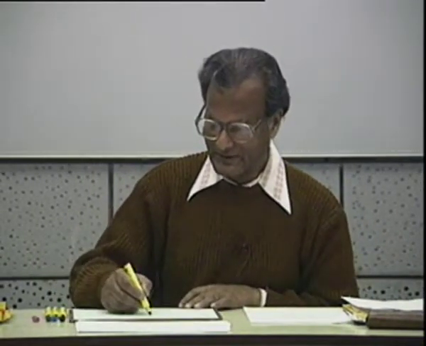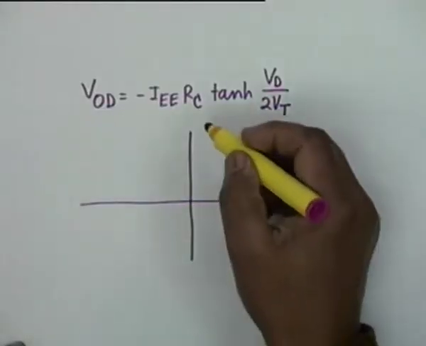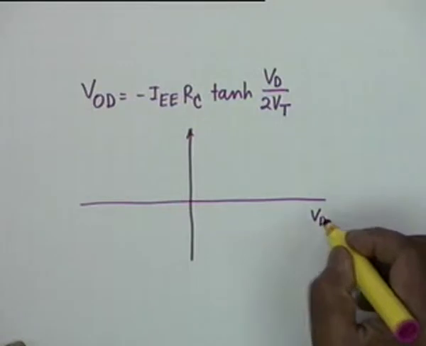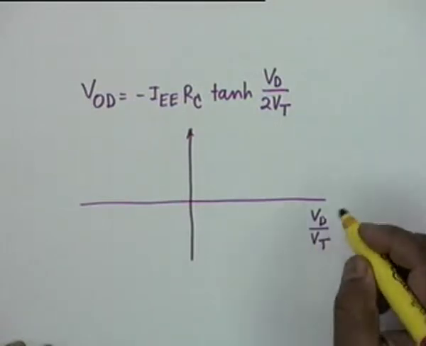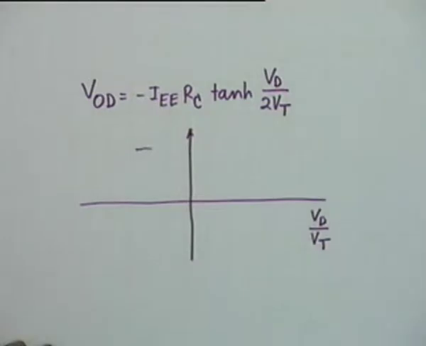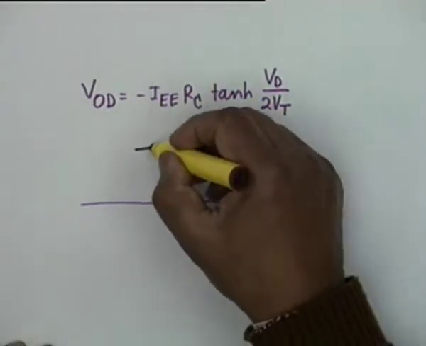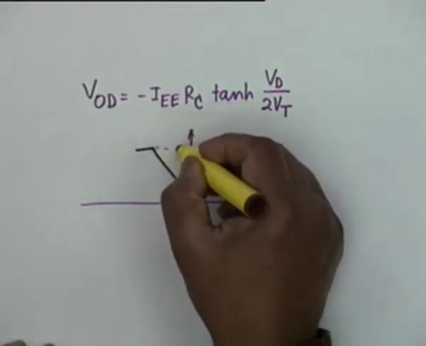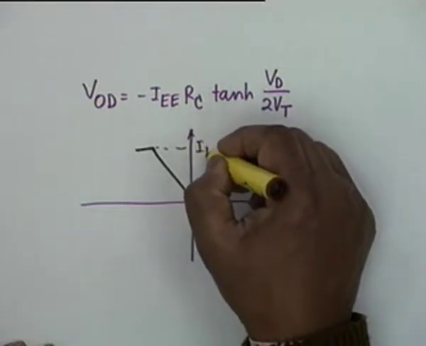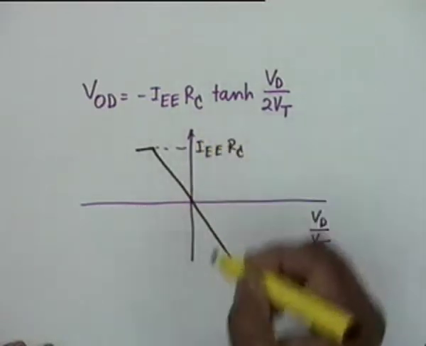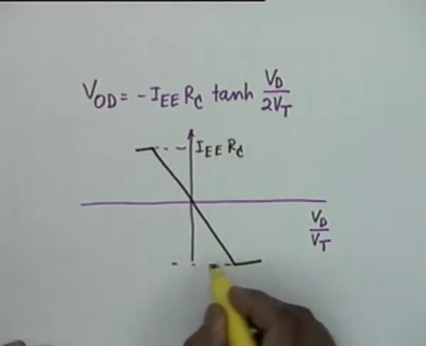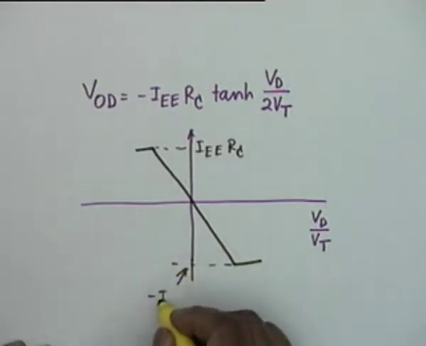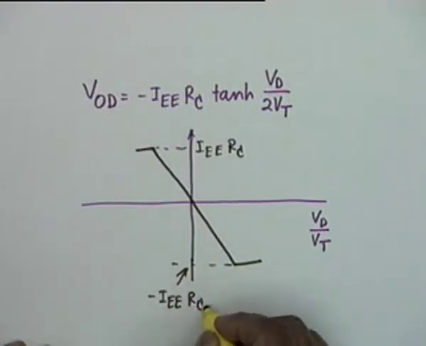Now the variation of VOD versus VD by VT is approximately linear, as I had told you. Approximately linear, and these values are, one is I sub EE R sub C, and the lower value is minus I sub EE R sub C. Now comes the utility of the DC analysis.